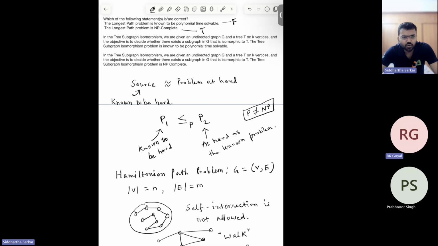Let me check how they have defined it. So let me look at the textbook and see in this context how they have defined it. Just give me a moment. Okay. I will open the book.